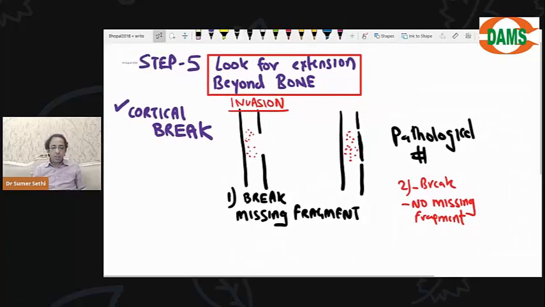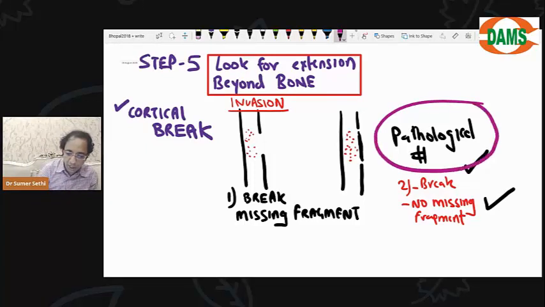Okay. So that means a malignant tumor should extend beyond the bone. So if a tumor is extending beyond the bone, there should be a cortical break. But mind you, not all cortical breaks will indicate invasion. If there is a break with no missing fragment, I will call it pathological fracture. I will not call it invasion. Everybody understands this concept? Okay, very conceptual.